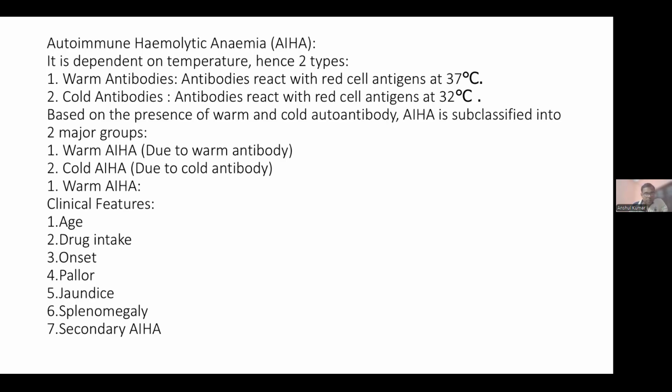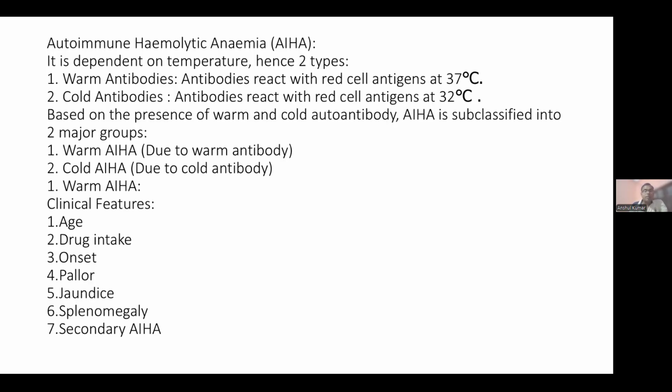Then onset is usually insidious. Sometimes onset is acute with rapidly developing pallor. However, the attack is short-lived. Progressively increasing pallor is the presenting complaint in the case of warm AIHA. Then jaundice, the patients also manifest icterus. Then splenomegaly is mild, with the spleen 1 to 4 centimeters below the costal margin. And in secondary AIHA, systemic examination is essential to rule out secondary hemolytic anemia.